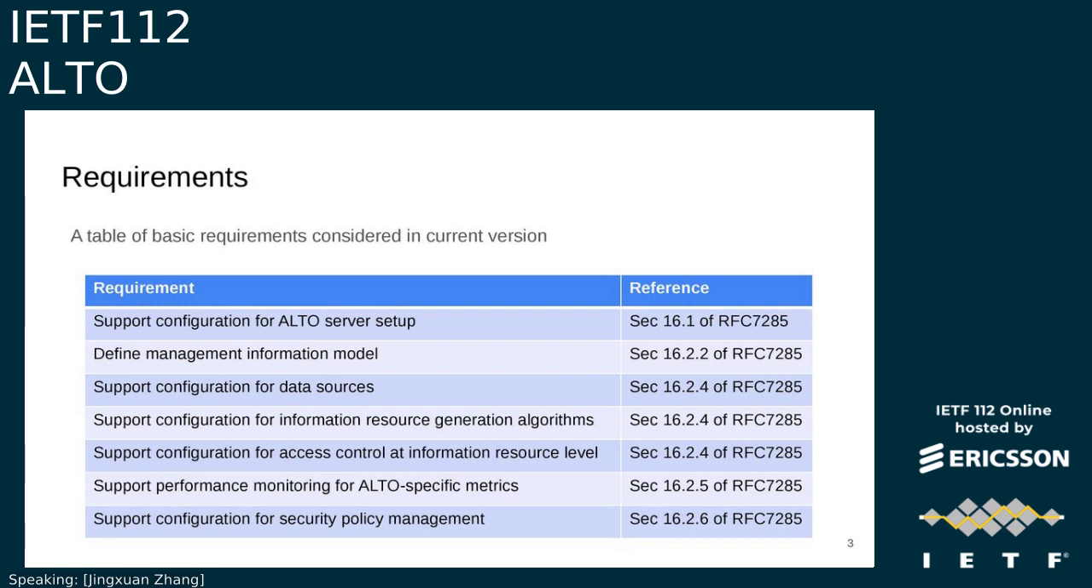This table gives the base requirements we summarized from the base protocol RFC. So we think this summarizes all the base requirements. In this work, we're trying to support the configuration for the ALTO server setup. We define the management information base to support the configuration for the data sources, the information resource generation algorithm, the access control at the information resource level, performance monitoring, and some configuration for the security policy management.